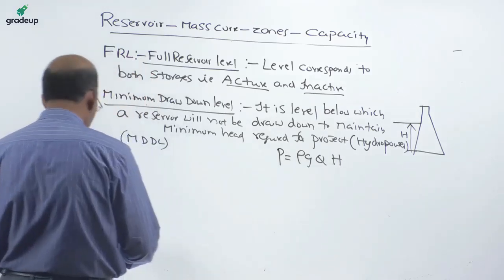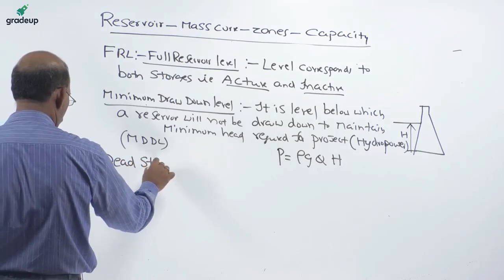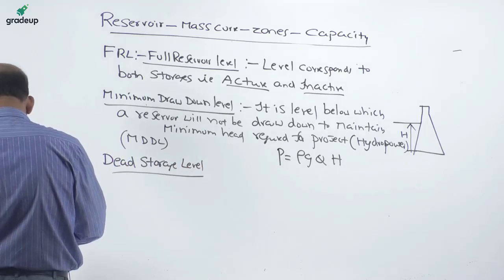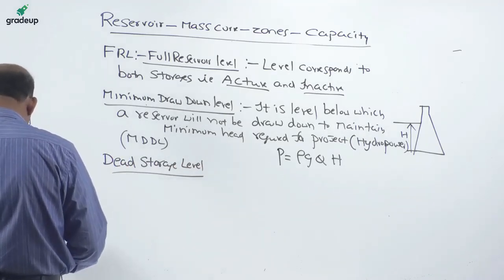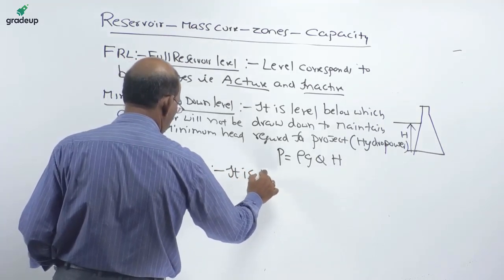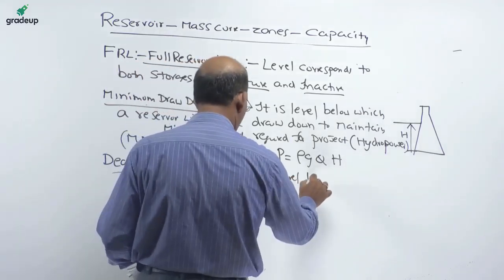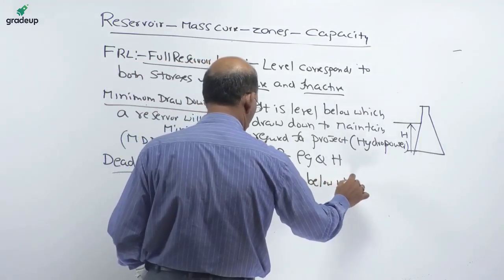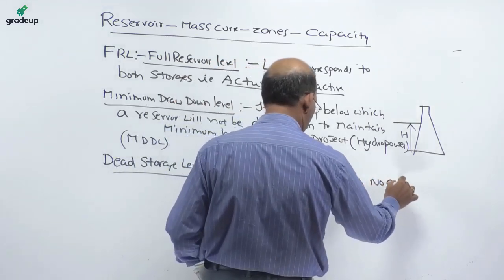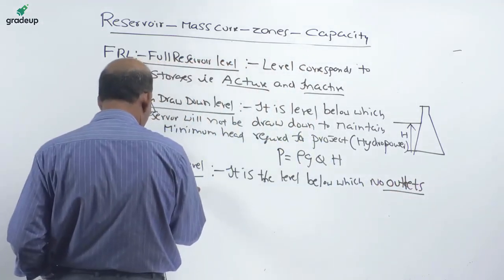Coming to the dead storage level, it is the level below which no outlets are provided.